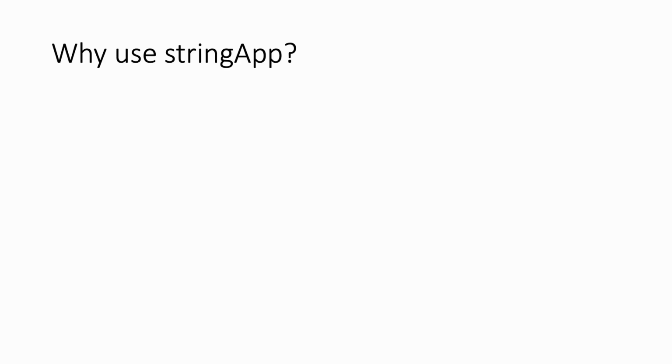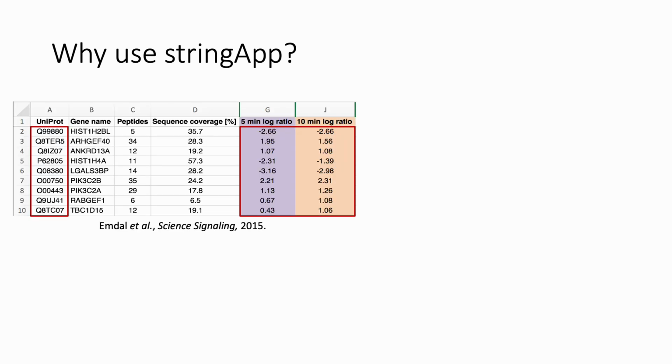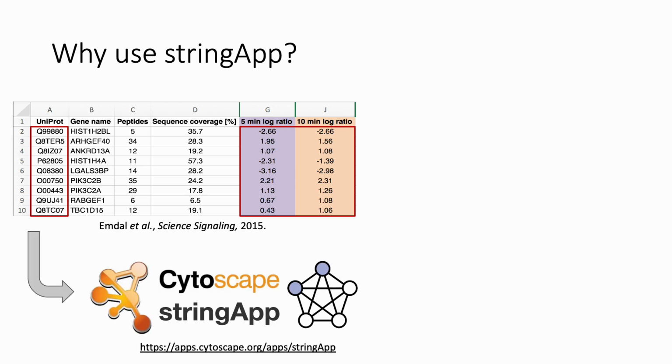Why should you care about this tool? Nowadays, high-throughput technologies such as proteomics and transcriptomics produce long lists of genes or proteins that are associated with a certain phenotype of interest. This data usually is provided as a table like this one. In the first column we have some UniProt identifiers for the proteins, and in the last two columns we have log4 changes for two different treatments. A typical follow-up question is, what do these proteins have in common and what biology is behind the investigated phenotype?